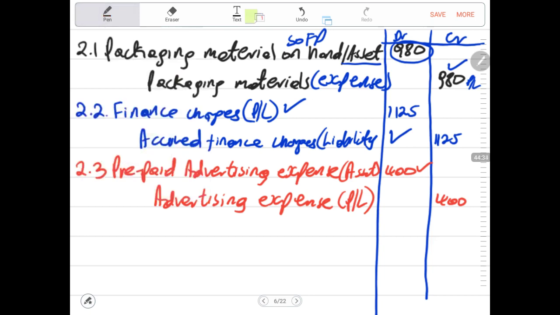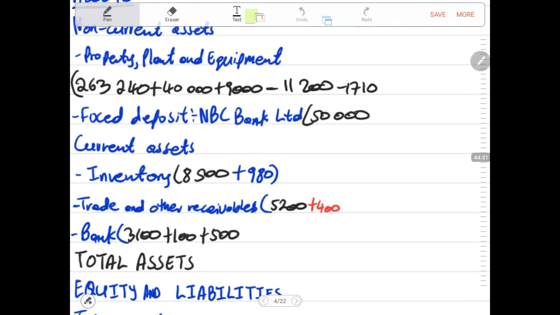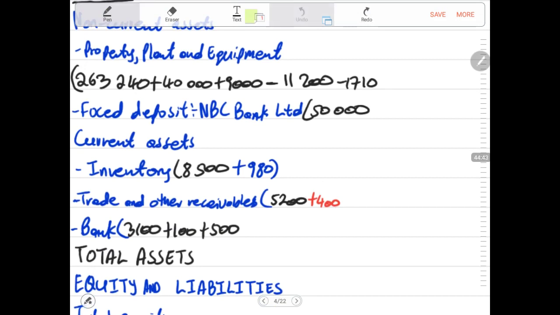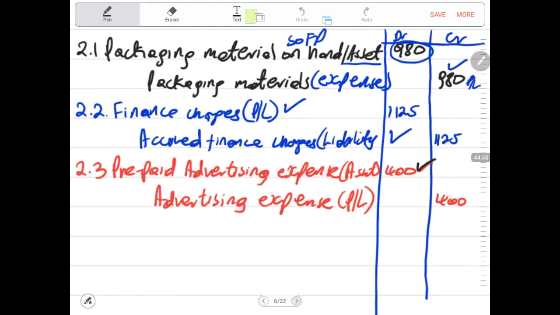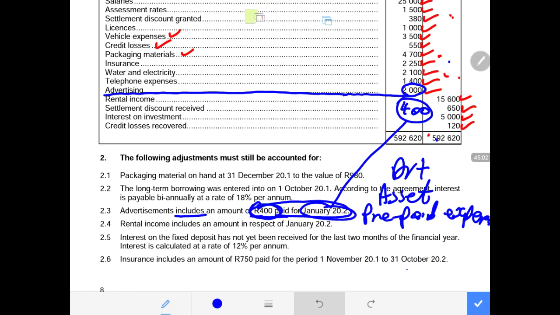Now, we have captured the 400 in the statement of financial position under trade receivables, and we have captured the one on the credit side under the income statement as negative. Then our advertising became an amount of 1,600 rands. Then now we go to 2.4. 2.4 is another adjustment. So this one we are sorted out with it.